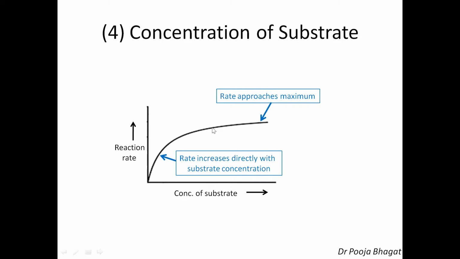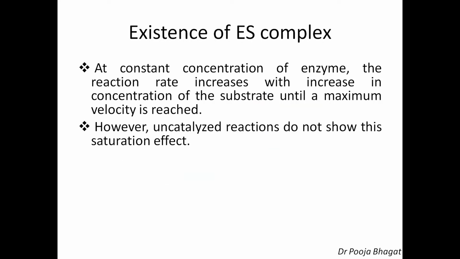Now when the maximum velocity or the rate is reached, that is the point where all of the enzymes are saturated with the substrate. So enzyme substrate complex is maximum there and it cannot further increase because all enzymes are saturated with the substrate. They have formed complex with the substrate. And after that, if we increase the concentration of the substrate, the rate of reaction will not be affected. And this we can show as evidence or proof for the existence of enzyme substrate complex.